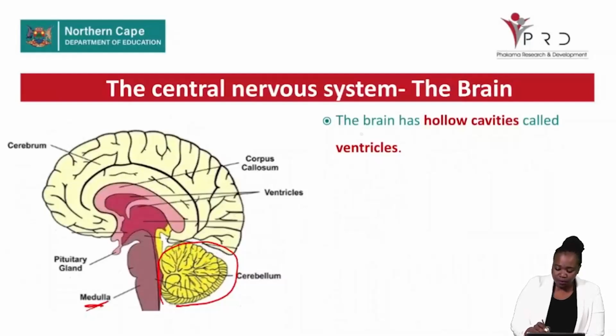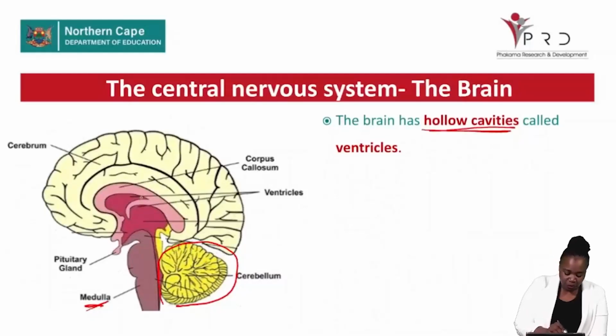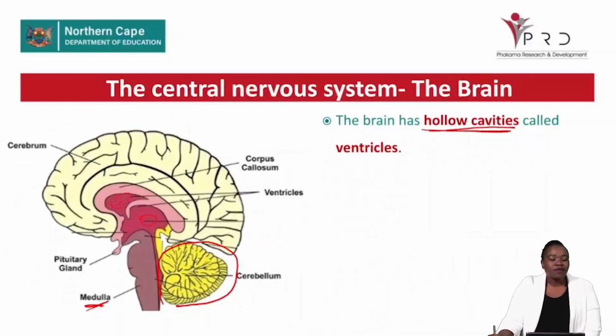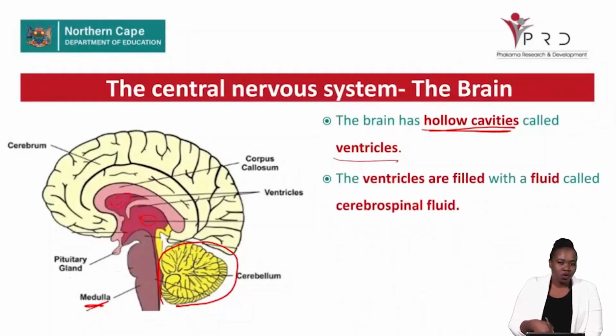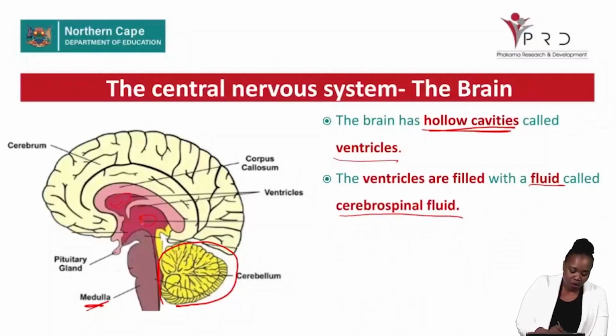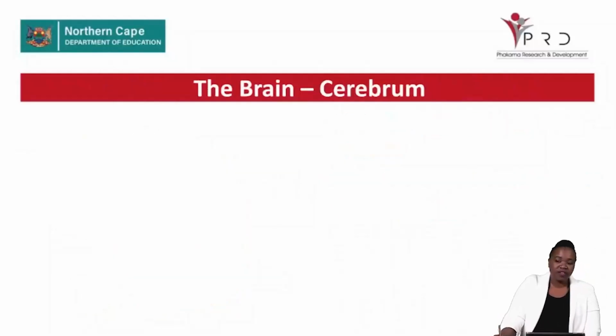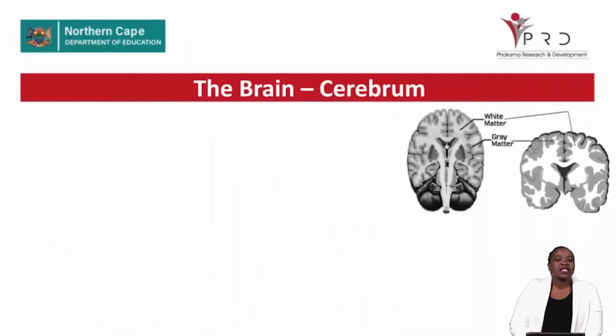Okay. The brain has some hollow cavities. As we can see here, we have some hollow cavities. These cavities are referred to as the ventricles, right? And these ventricles contain a fluid. They are filled with a fluid, and that fluid is referred to as the cerebrospinal fluid. So within these ventricles, that is where we would find the cerebrospinal fluid, right? And then again, with the internal structure of the cerebrum, it is made up of white matter on the inside.